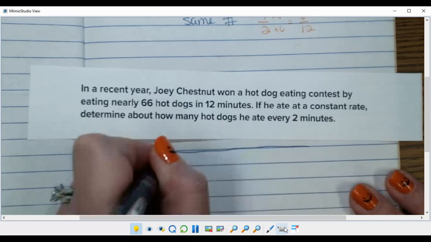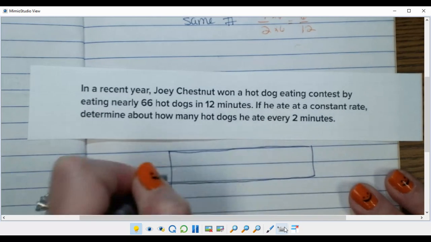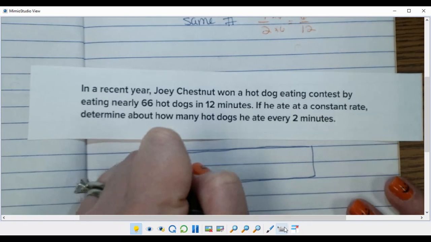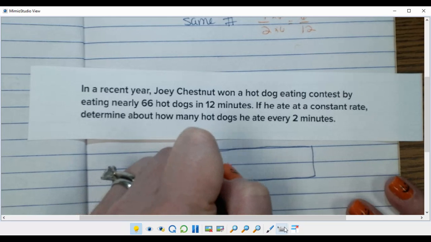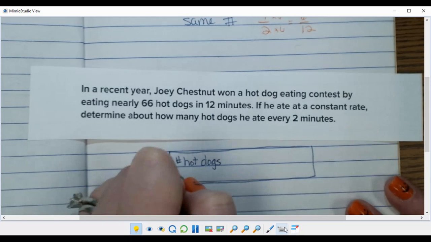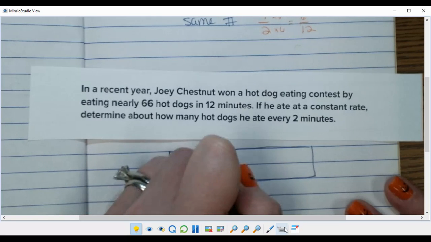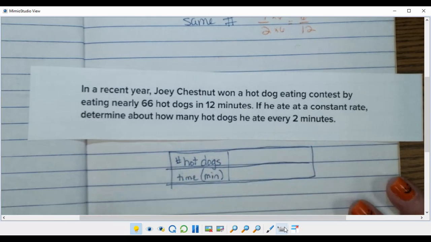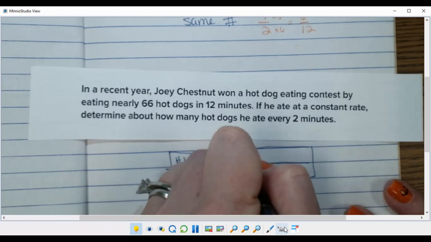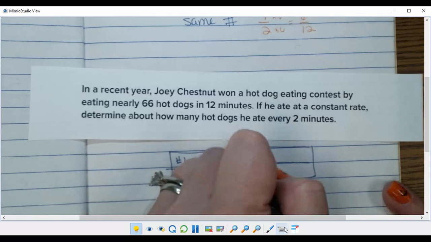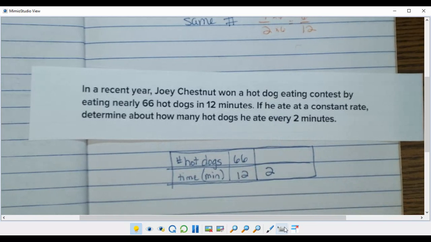All right, so let's make ourselves a chart. What are the 2 things that can change? Number of hot dogs that he stuffed in his face, and time in minutes. All right, so let's see. We've got 66 hot dogs in 12 minutes. Oof. We want to know every 2 minutes.